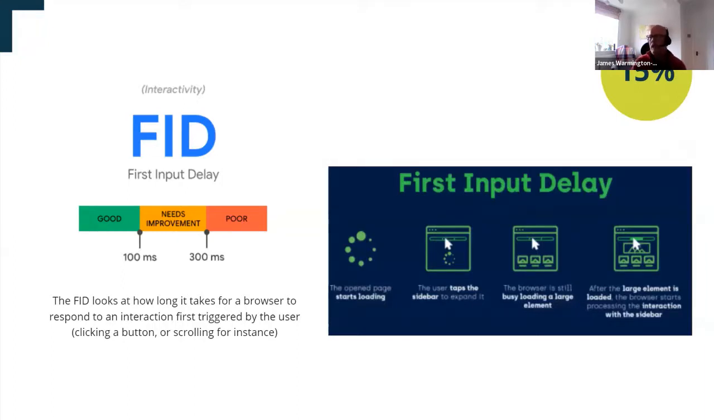We'll look at this a bit more in tools, but basically FID cannot be simulated in a lab environment. It needs a user to interact. So for some of the tools that are lab-based, you won't be able to measure FID. You'll need to use something like Google Search Console or PageSpeed Insights to get a real view of how you're performing for FID. But basically, how's it caused?